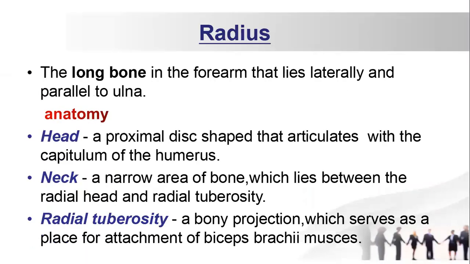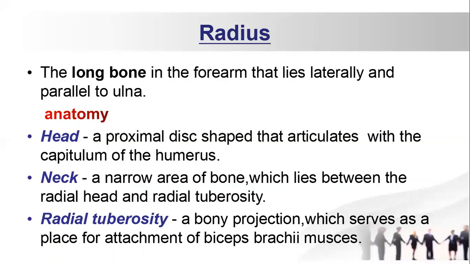So moving ahead, we have the radius, another bone of the forearm. This is the long bone in the forearm that lies laterally and parallel to the ulna. So this is the bone that lies laterally. Medially, as we were told, is the ulna. Now the lateral aspect, we have the radius.